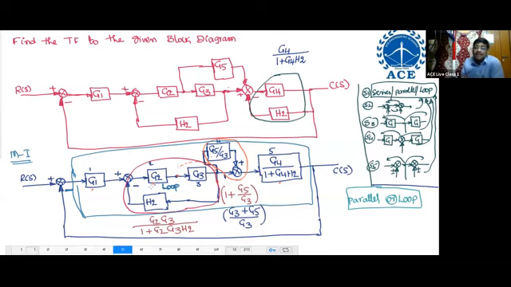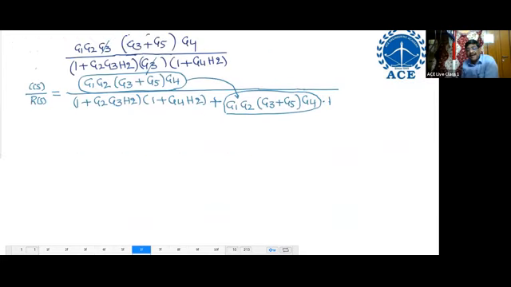Now I want to make G3, G5 parallel. Come on, solve it. Make it parallel. I'll copy this.